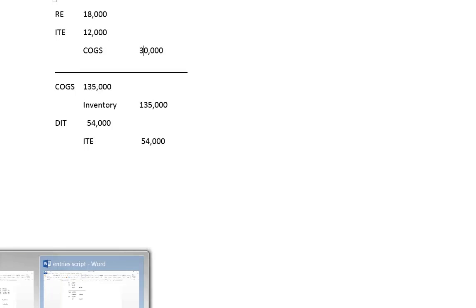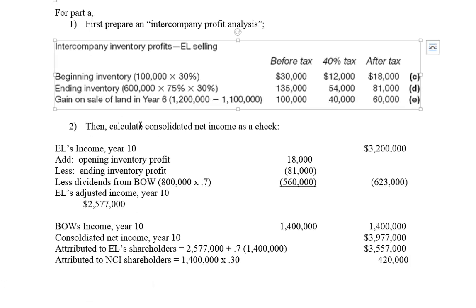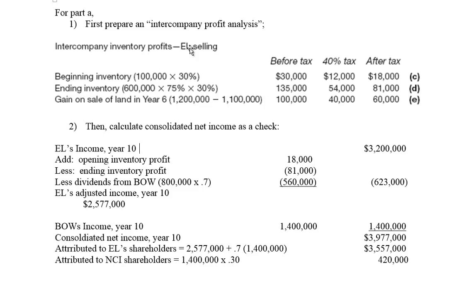Now, on the other hand, if I looked at the ending inventory here, I now have to remove $81,000 in after-tax profit, and that also means removing pre-tax profit, and then also removing tax expense. Why? Because the parent booked it in its separate entity figures this year, in year 10. But the consolidated entity can't yet book it. So now we need to adjust it out of the year 10 calculation of consolidated net income.